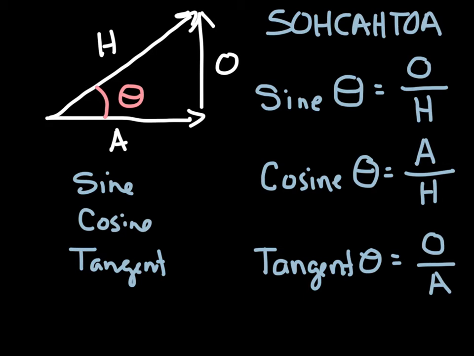For instance, if you did not know the opposite side here, you didn't know the opposite length, but you had angle theta, and you had your hypotenuse length, then you could multiply the sine of angle theta. So you punch in your angle, hit sine on your calculator, and multiply by the hypotenuse, you're going to get the length of side opposite. And that goes for any of these.